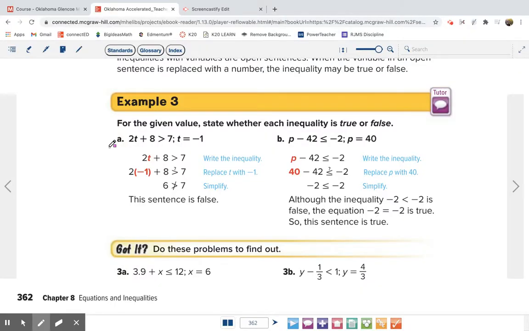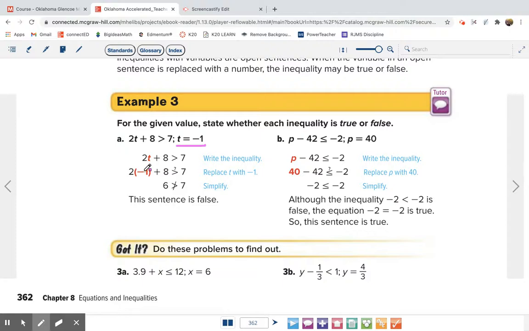On example 3, it says for the given value, state whether each inequality is true or false. So it says 2t plus 8 is greater than 7. This semicolon just is separating the problem from what they want us to plug in to see if it's true or false. t equals -1. So we take this inequality and we just plug -1 in for t. That means 2 times t. So when we plug -1 in, it's now 2 times -1, plus 8 is greater than 7.